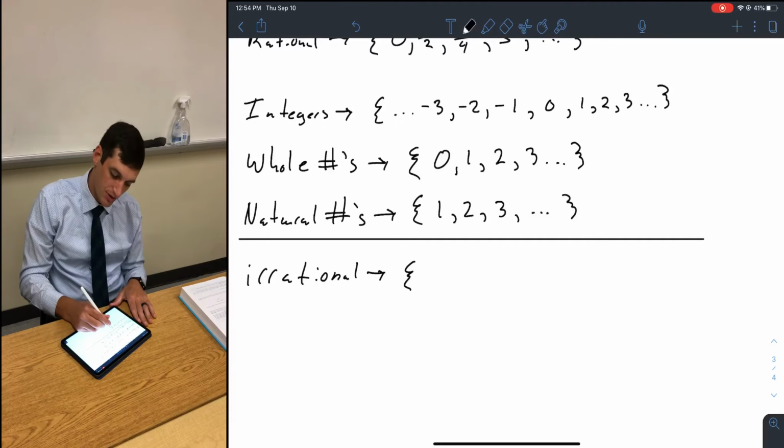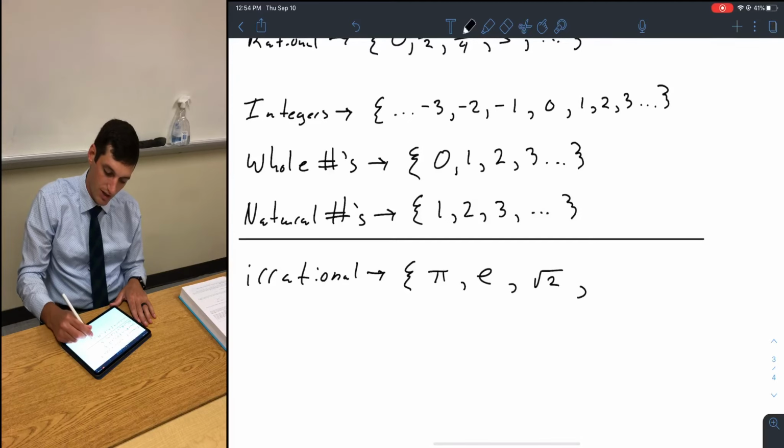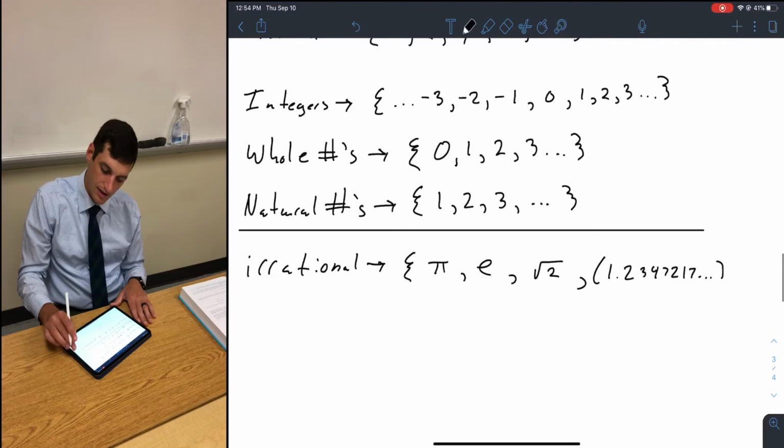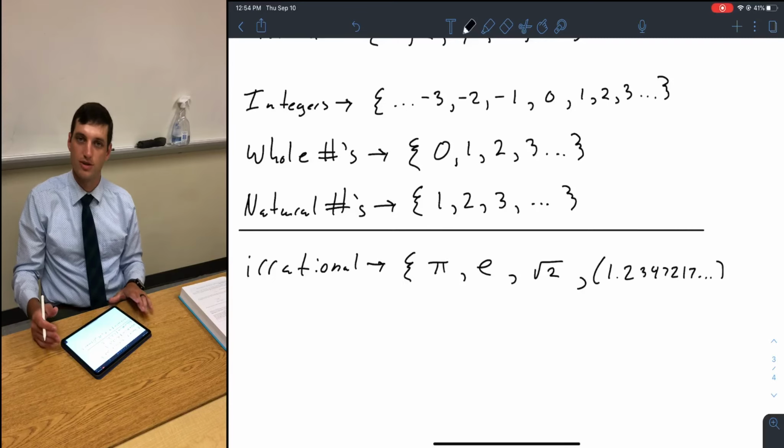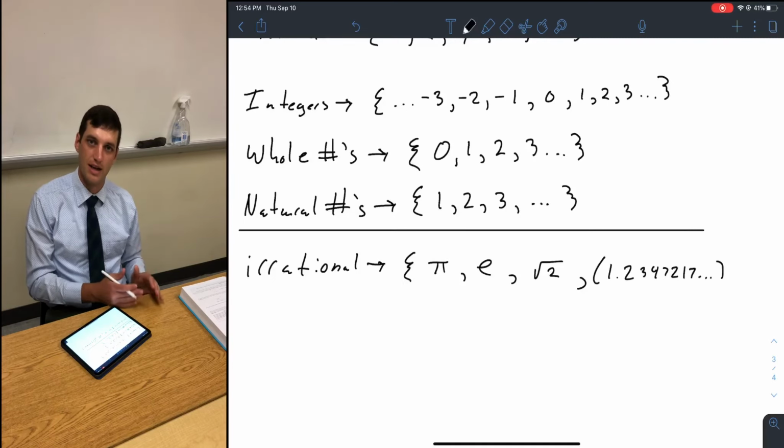So I'm going to write some famous ones. Pi is irrational, e is irrational, square root of 2 is irrational. I'm going to put parentheses around this. We'll say 1.2347217, and so forth. That is an irrational number. It's non-terminating and it's non-repeating.